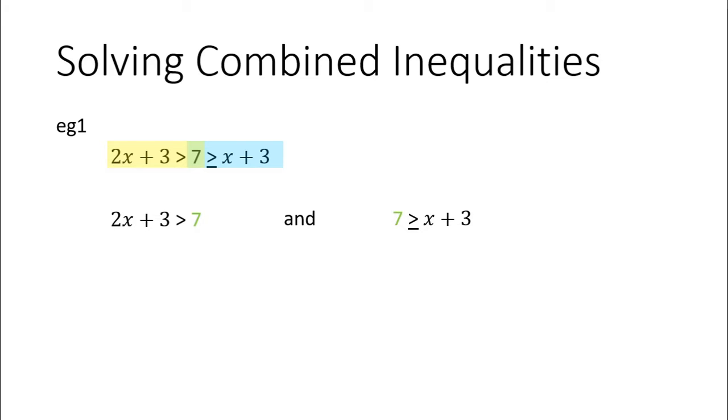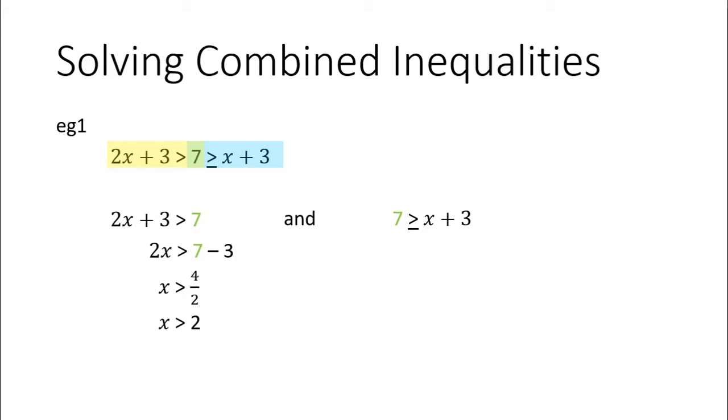The one I've highlighted in yellow: 2x plus 3 is greater than 7. To find out what x is, we need it on its own. x is being multiplied by 2 and 3 is added. So working backwards, first we'll subtract the 3 and then we will divide by 2. So x is greater than 2.